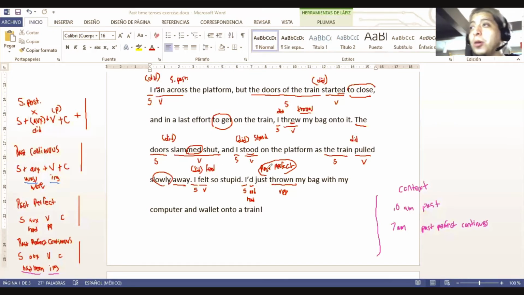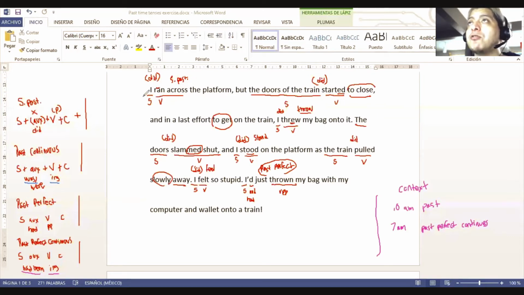This is the main point, and this is just like an antecedent, something that happened previous to that. With my computer and my wallet. So his computer and his wallet were in the bag, and he threw all of it inside the train. So as you can see, in this case, we have a lot of simple past. The simple past is the main point of the story. What is the main point of the story?